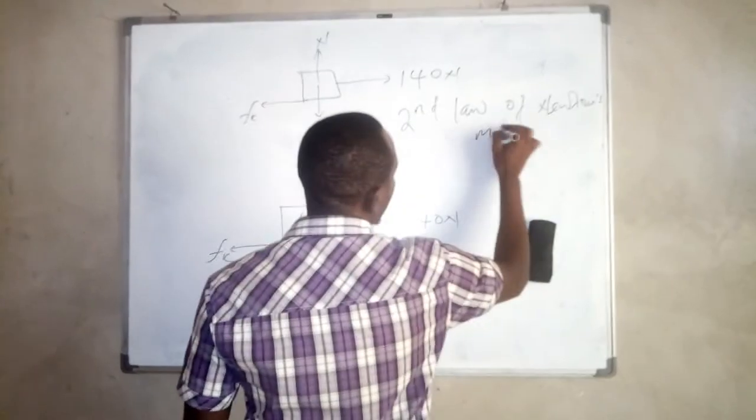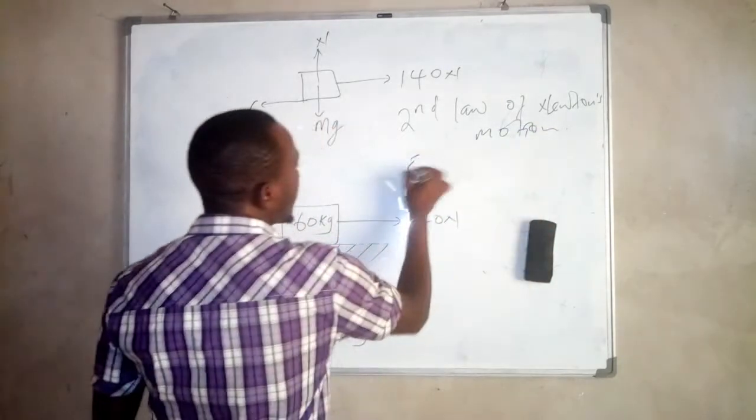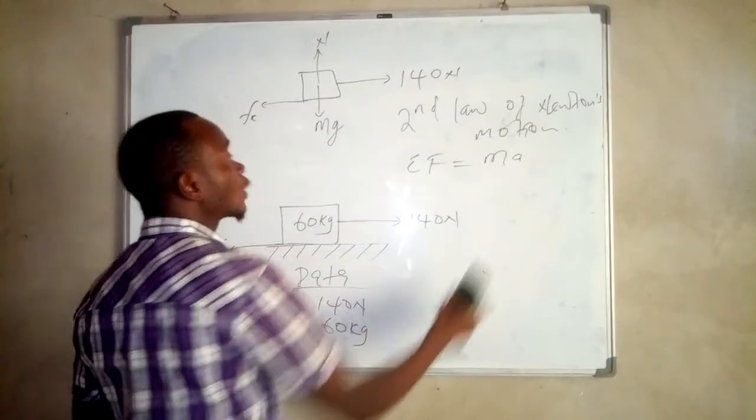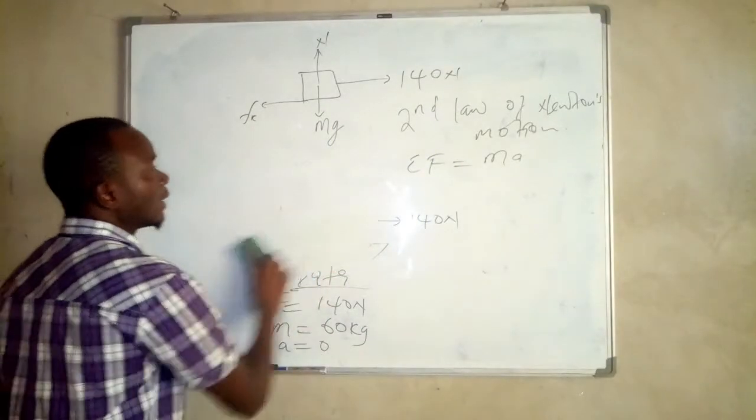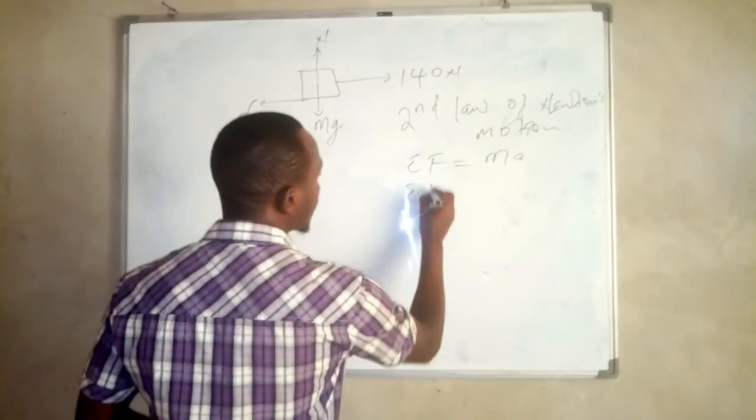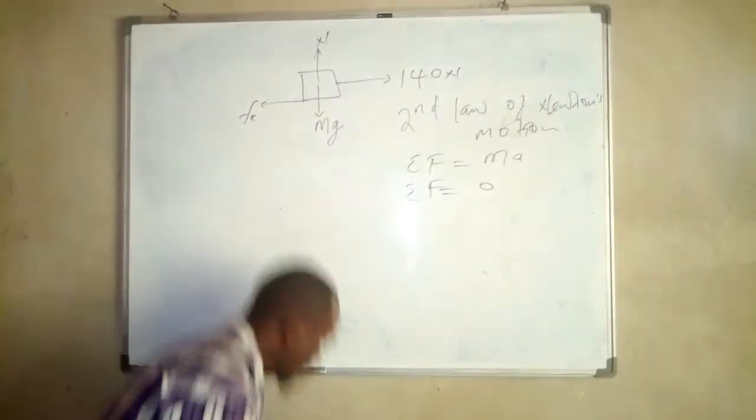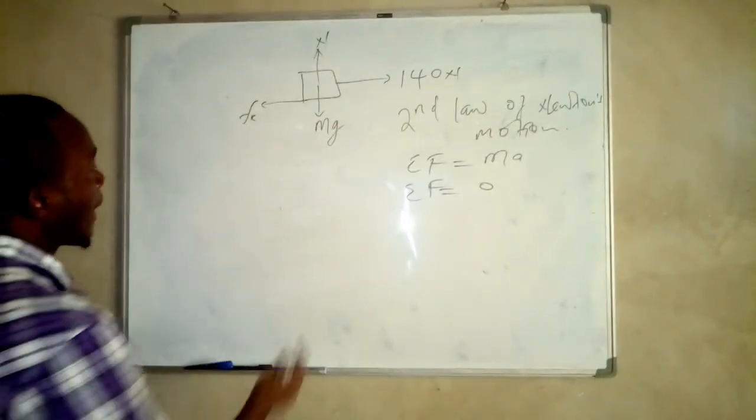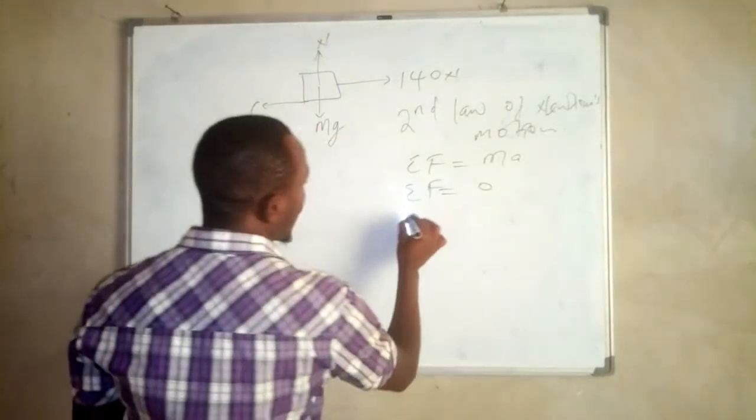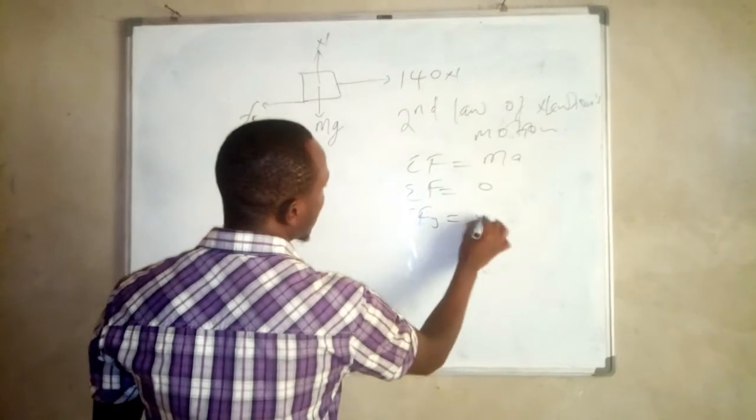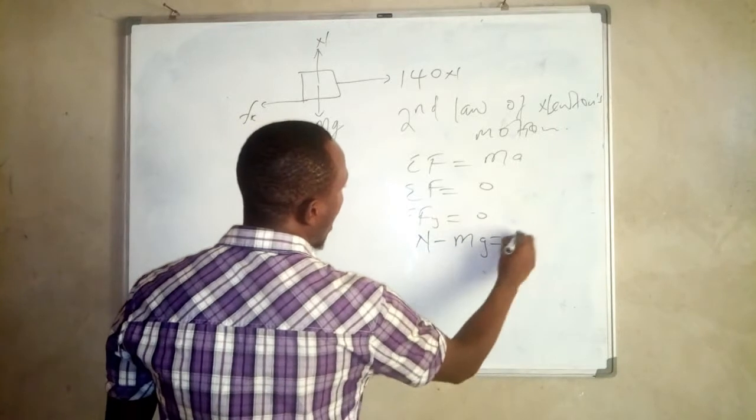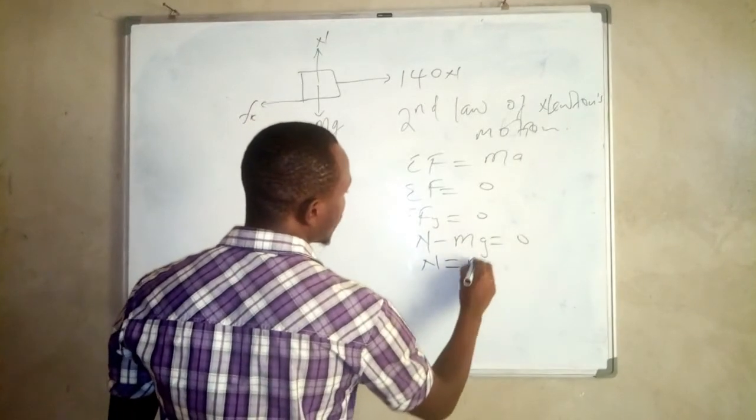Now, from Newton's second law of motion, the summation of forces should be equal to ma. But because we do not have acceleration there, the summation of forces will be equal to 0. Now let us see the summation of forces in the y direction. The summation of forces in y should be equal to 0. So we have N and mg. N minus mg will give us 0, so our N will be mg.